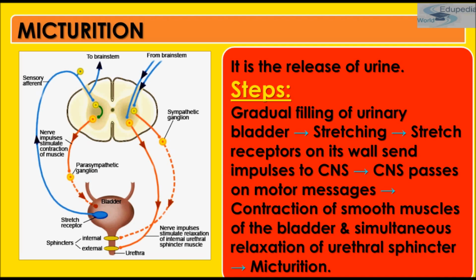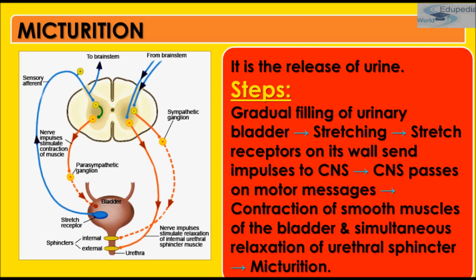During micturition, micturition meaning expulsion of urine from the urinary bladder, the nerve is inhibited. Thus, the somatic nerve is responsible for the voluntary control of micturition. This somatic nerve helps in the voluntary control of the external sphincter. So the urine flows out from the urinary bladder through the urethra.